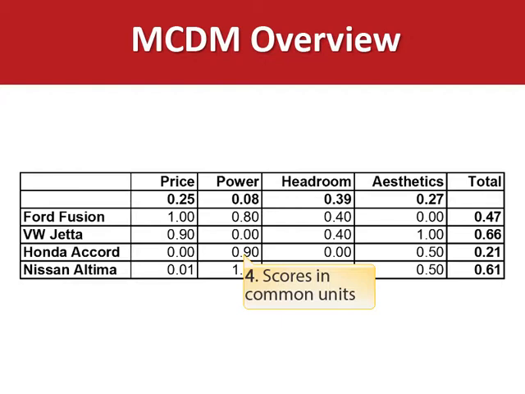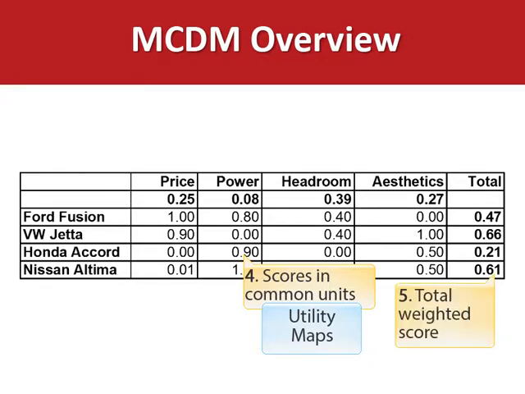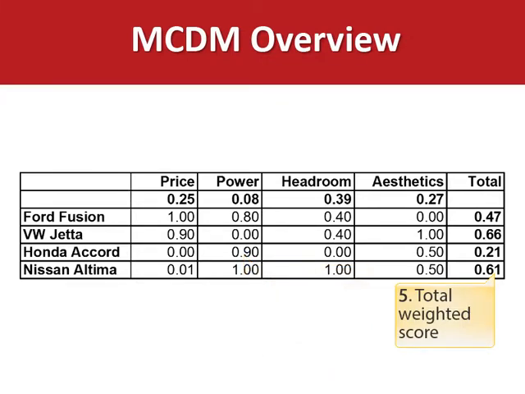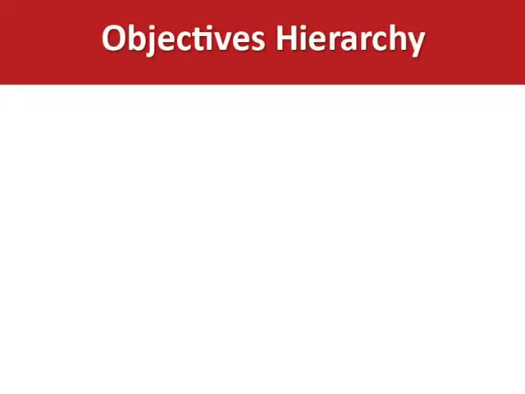That is to score each one of these alternatives along each one of the attributes using common units. Units we're going to call utility. And we're going to understand how utility allows us to translate from dollars or millimeters or whatever scale into these common units. Finally, when we put it all together, we get our total weighted score, and we can do this in Excel fairly easily.